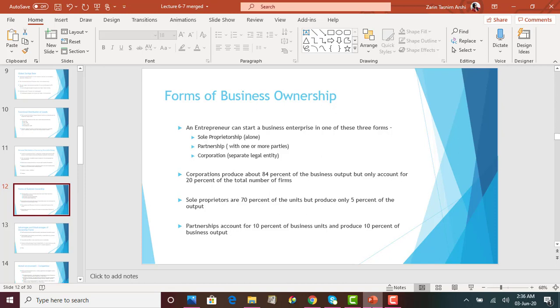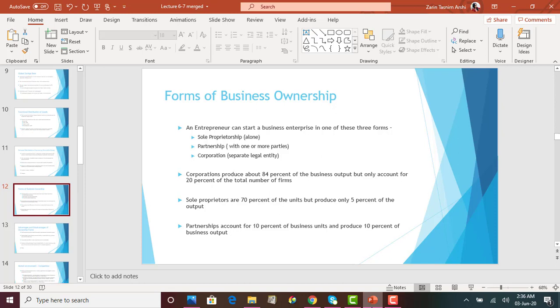On the other hand, sole proprietorship, in terms of number of firms, 70% of the firms in the US are sole proprietorships, but in terms of the quantity of output they produce in the economy, it's only 5%. So these are small shops, small grocery shops, small convenience stores, small gas stations. Okay, so there are a lot of mom and pop shops all around the country, but they only contribute a little bit towards the economy, whereas corporations, there is only one Samsung out there probably, right? But they are contributing by a large margin in terms of output to the economy.